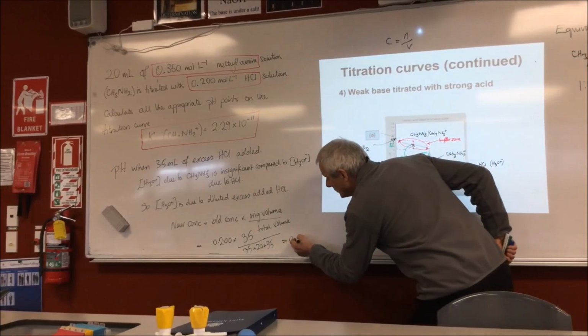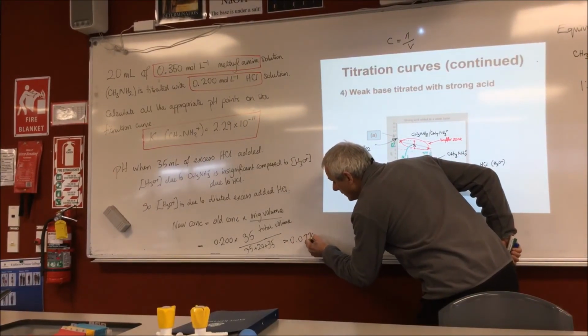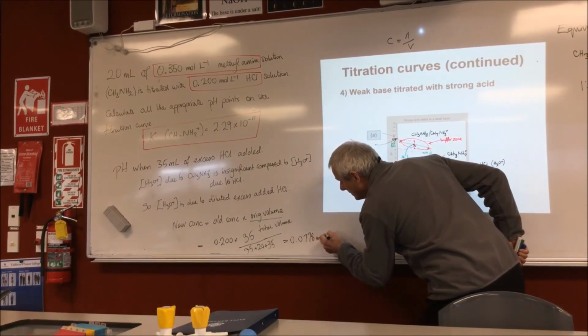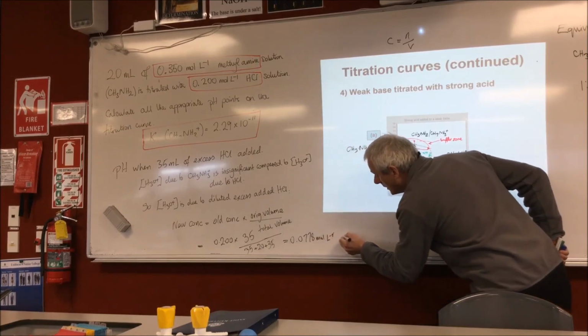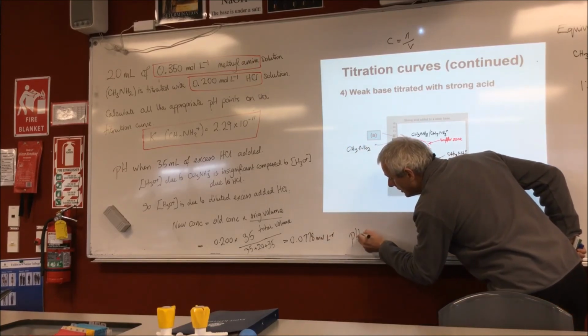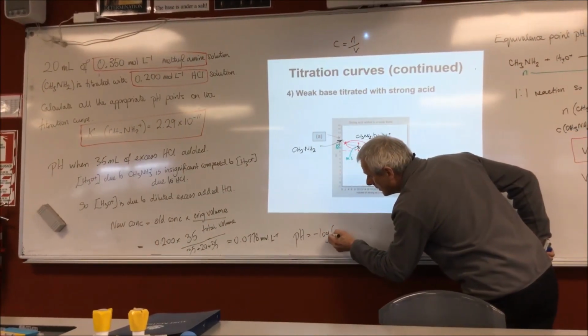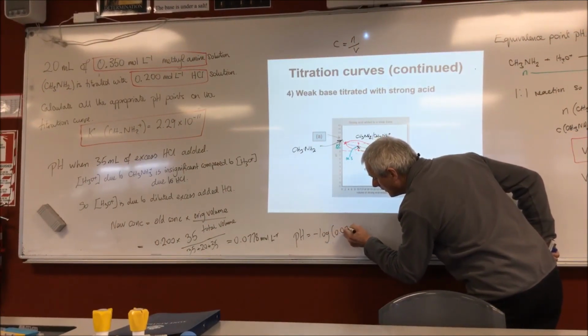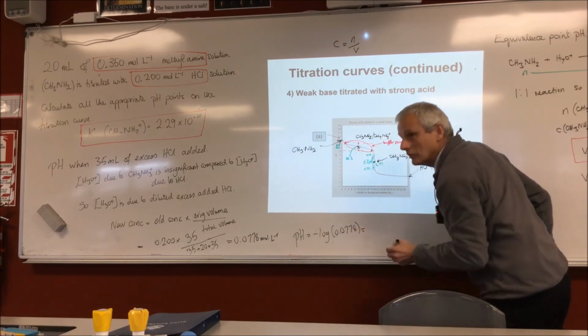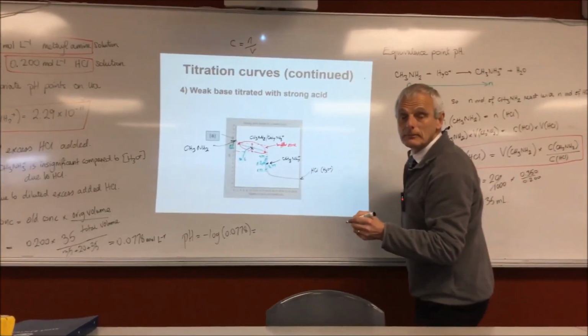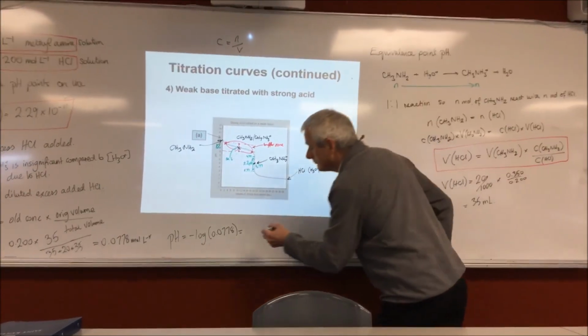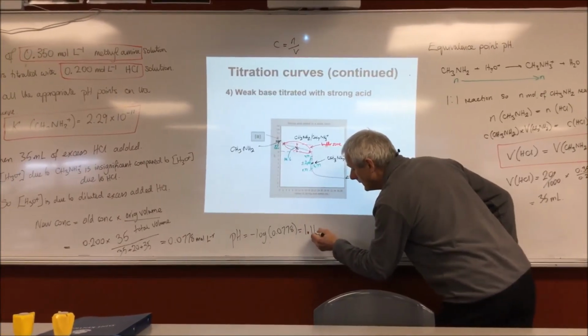0.0778. 0.0778 mole per litre. So the pH is equal to minus the log of that, which is 1.11. Okay.